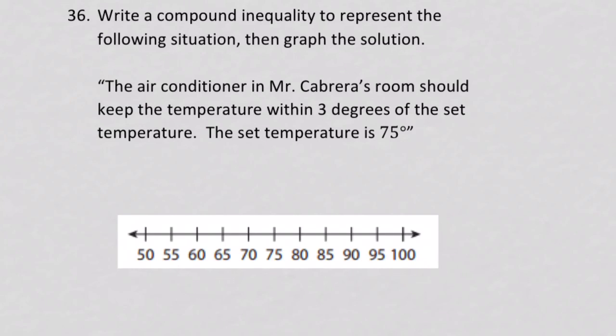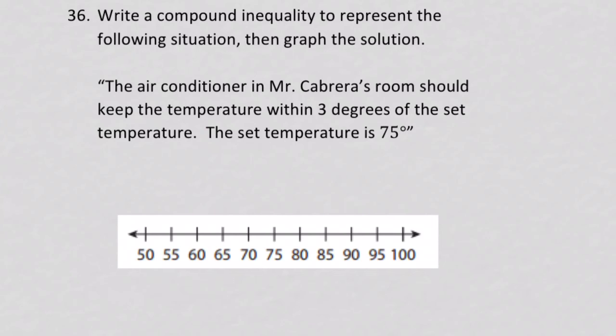Alright, finally, 36. Write a compound inequality to represent the following situation. Then graph the solution. It says the air conditioner in Mr. Cabrera's room should keep the temperature within 3 degrees of the set temperature. The set temperature is 75. Let's break this down. Let's try to understand this, okay? So Mr. Cabrera sets the temperature at 75.